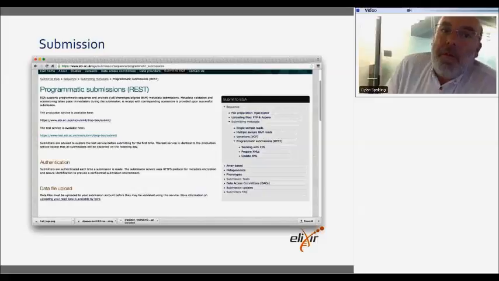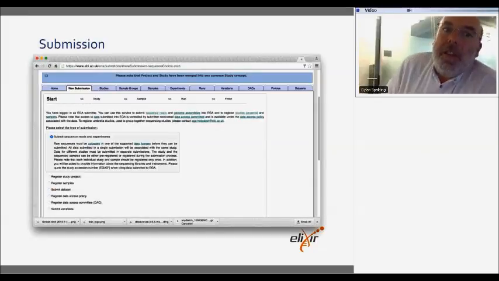So for submission, we support primarily two types of submission: programmatic submissions via a REST interface. This is where you describe the metadata using XML. For example, you would describe a study using an XML, the dataset using an XML, and samples, experiments, analyses, and so on. So all the metadata would be in individual XML files, which you would submit via REST. Alternatively, you can submit via a graphical web interface, which we call Webin, which will take you through a complete submission step by step in a graphical environment.